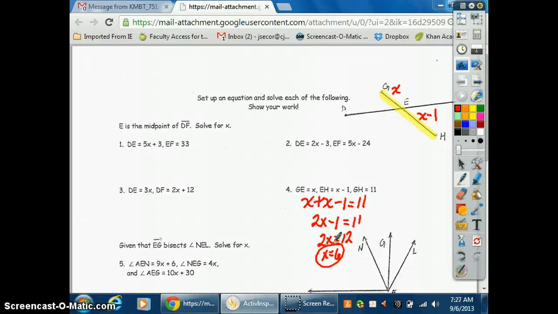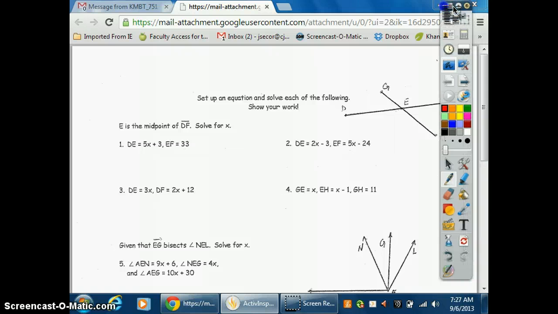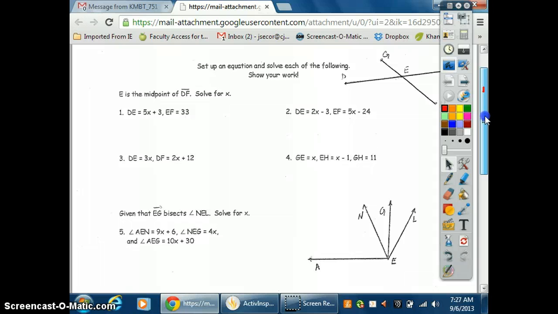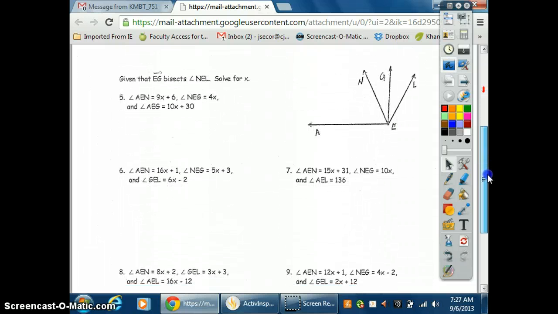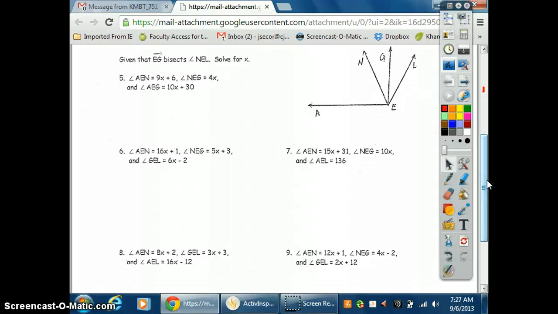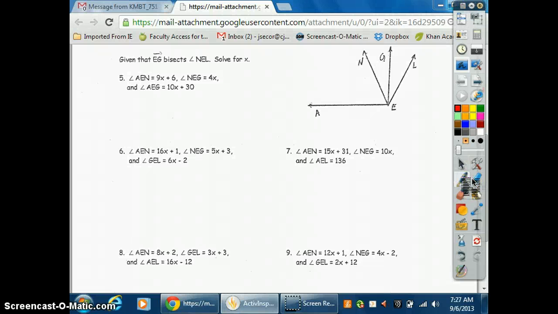Let's move on to angles. Number 6. Okay, here we have an angle bisector. Remember, an angle bisector is like a midpoint, but it cuts an angle in two. All right, so it says AEN equals 16x plus 1. See, this is AEN. This is the bisector, I just want to point it out. This EG bisects NEL. So that means that this angle here is congruent to this angle. We've cut it into two equal parts.